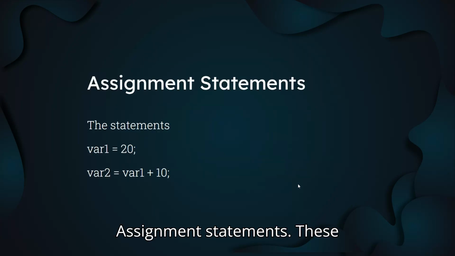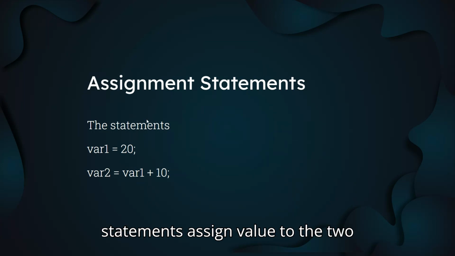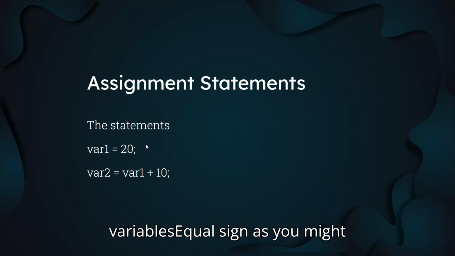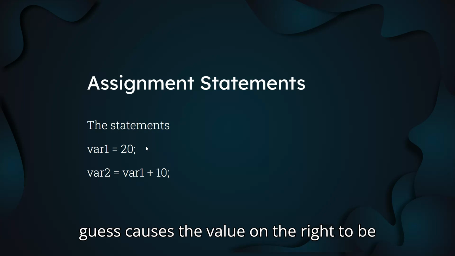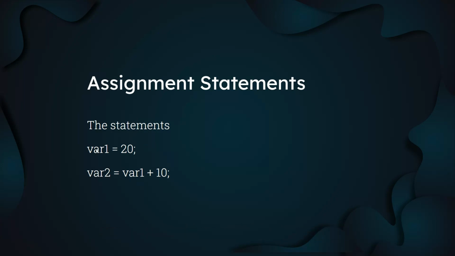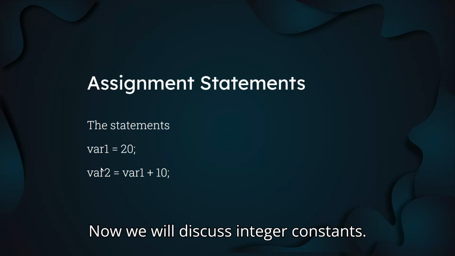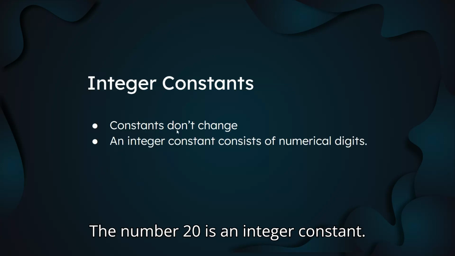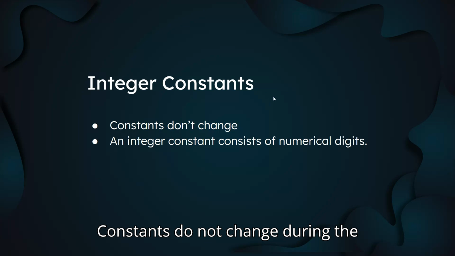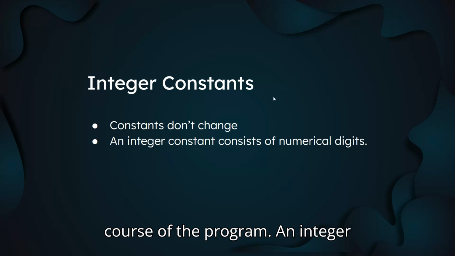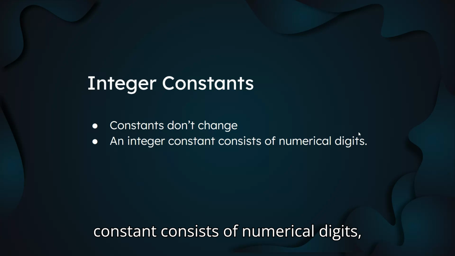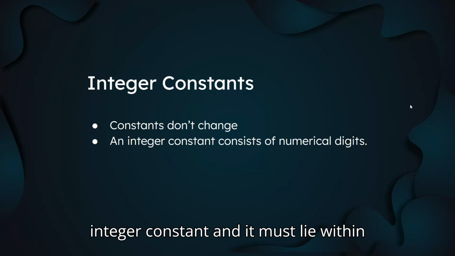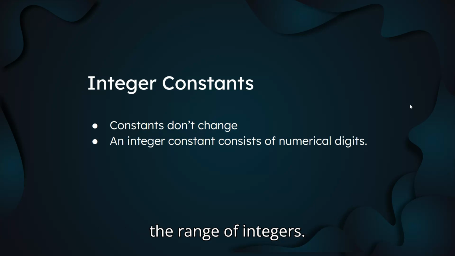Assignment statements. These statements assign values to the two variables. The equal sign, as you might guess, causes the value on the right to be assigned to the variable on the left. Now we'll discuss integer constants. The number 20 is an integer constant. Constants do not change during the course of the program. An integer constant consists of numerical digits. There must be no decimal point in an integer constant, and it must lie within the range of integers.